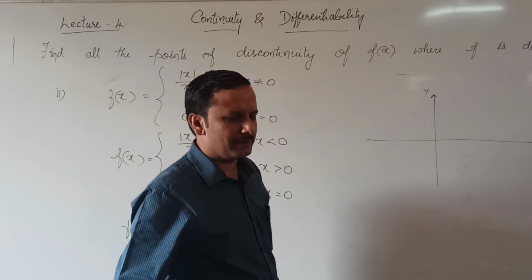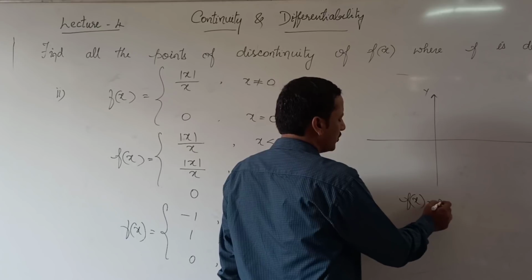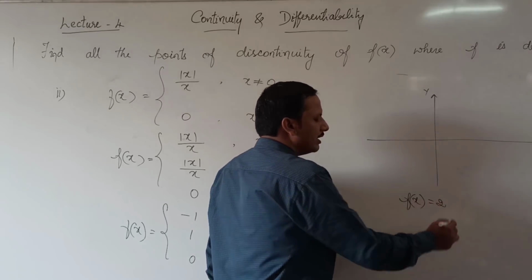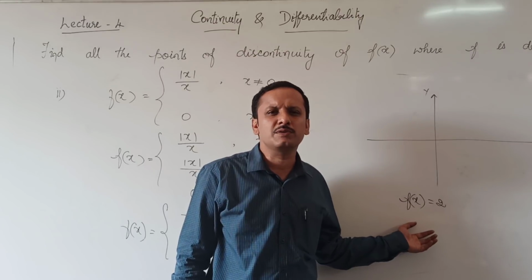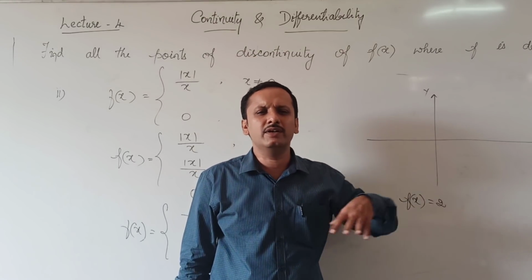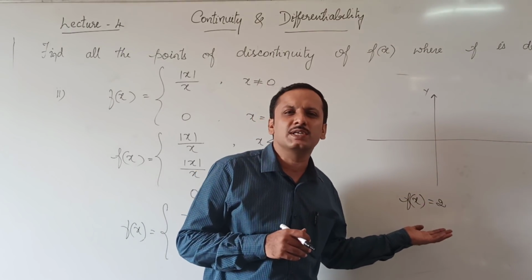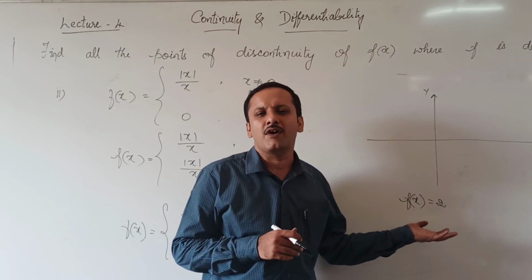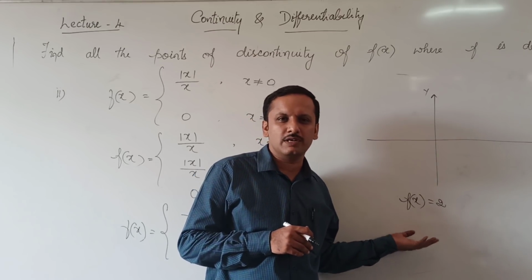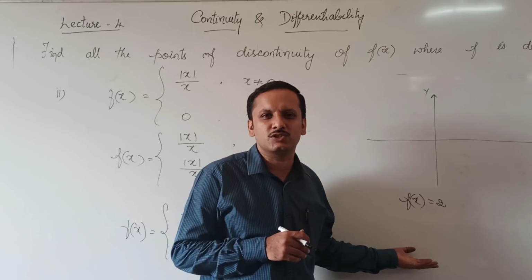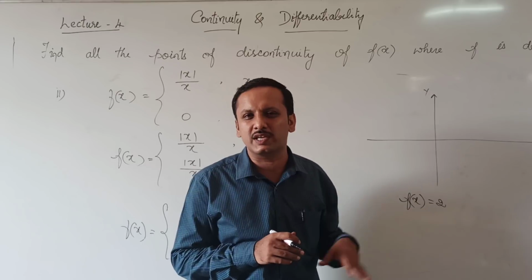I will take one example of a constant function. Let me take f of x is equal to 2. I think you are already aware of what a constant function is. A constant function means every element of the domain has the same image. So, f of x equal to 2 means f of 0 is 2, f of 1 is 2, f of 2 is 2, f of 10 is 2, f of 100 is 2, f of minus 1 is 2, f of minus 3 is 2, etc. You put any value for x, you will see that f of x is equal to 2.